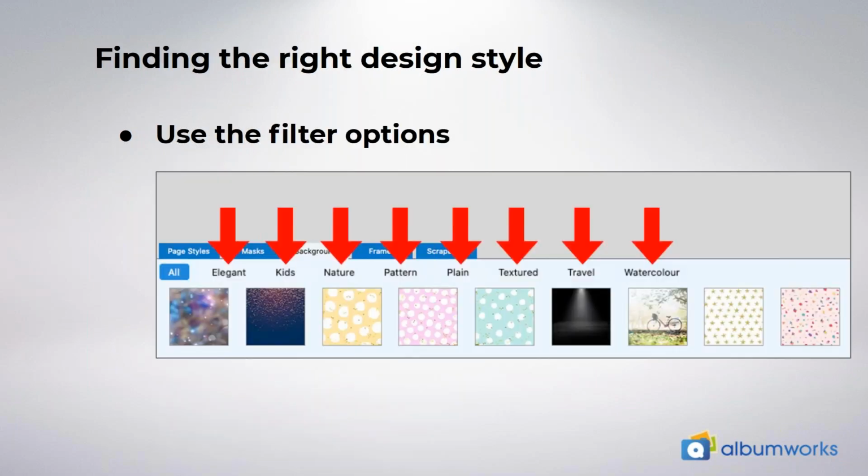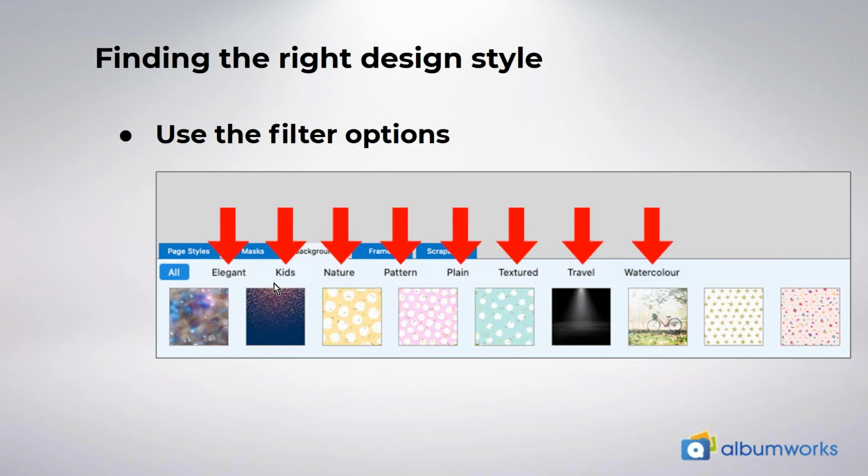Next, let's look at choosing or finding the right design style. So when you're selecting backgrounds, frames, and scrapbooking items, the editor has some filtering options that will help you narrow down a specific design style. So you can click on one of the categories to only display options that fall under that category. For example, if you're creating a wedding album, you might choose backgrounds, frames, etc. from the elegant category. And that way they'll have a similar aesthetic to them, similar feel to them.